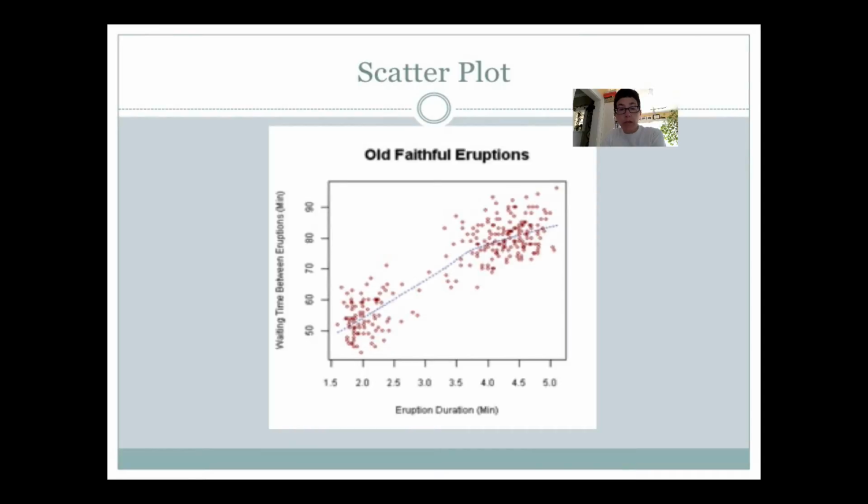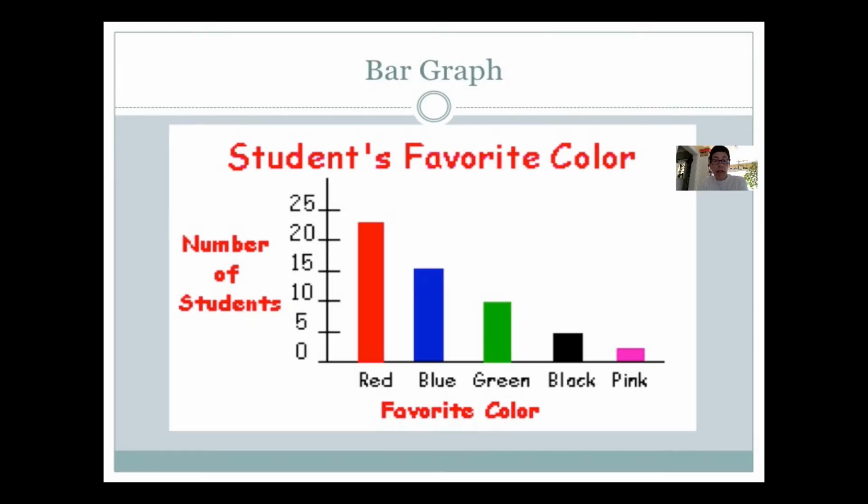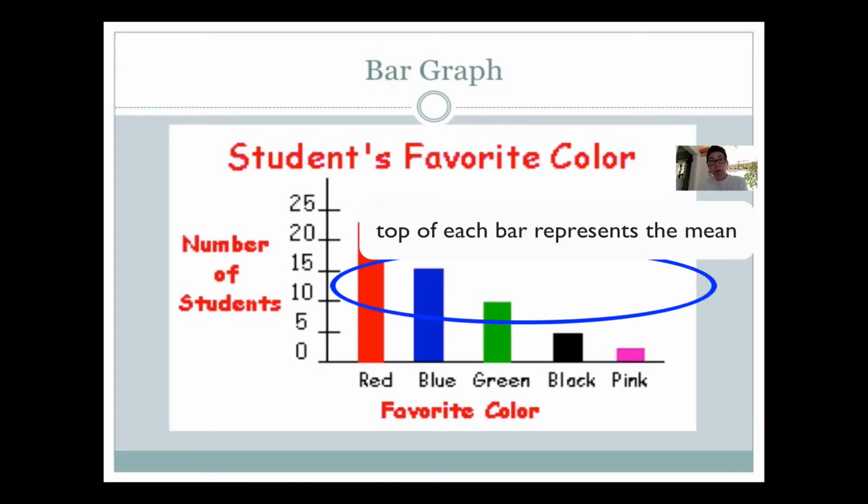Scatter plots show the correlation between variables. The data points are not connected, but a line is drawn that usually shows an equal amount of data above or below the line. It shows a pattern or a best fit line. A bar graph shows different groups or more than 2 groups of things being compared. The bars don't touch and represent the average of that data or the mean of the data.